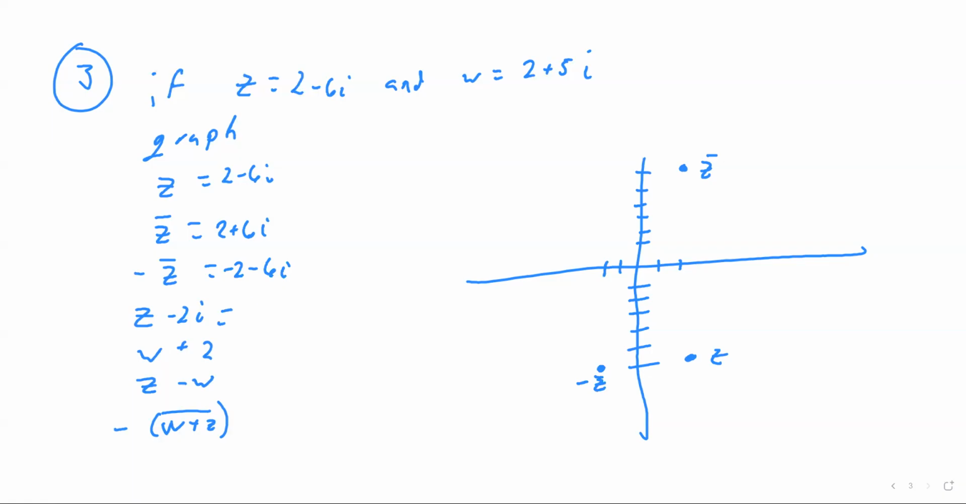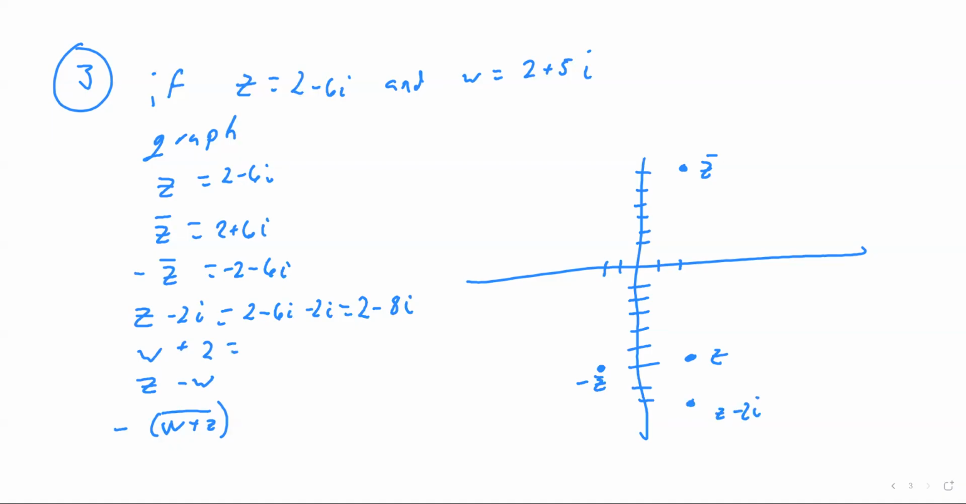This one, literally, you would just take 2 minus 6i minus 2i. And to do this, you literally just combine like terms. What is minus 6i minus 2i? So that becomes 2 minus 8i. So I'd come over here, 2, drop 2. Here I am right here. So that would be z minus 2i.